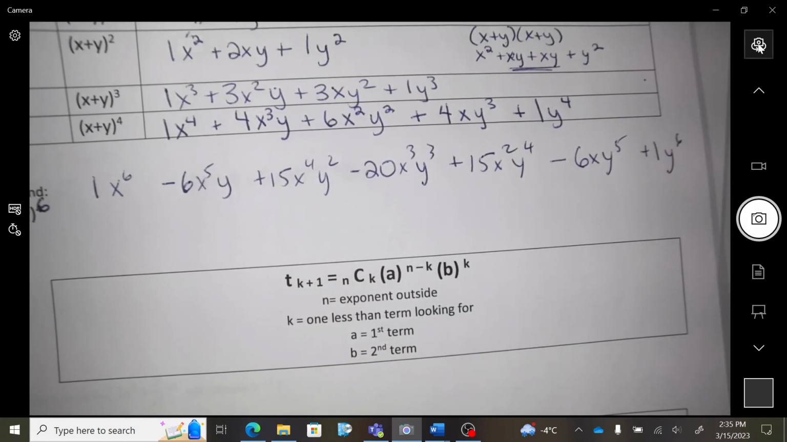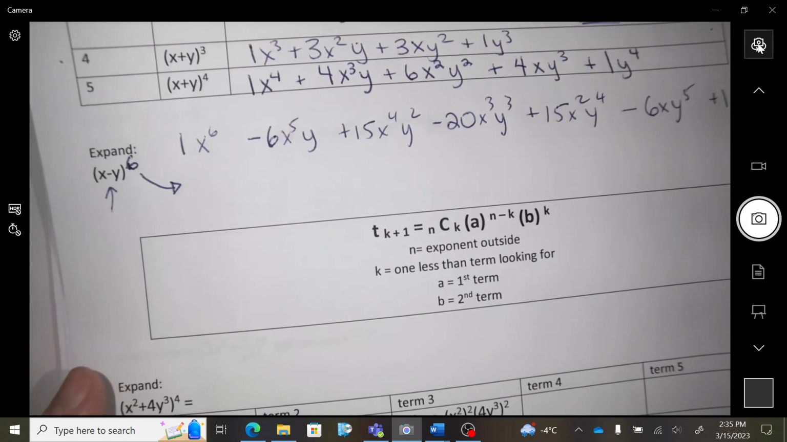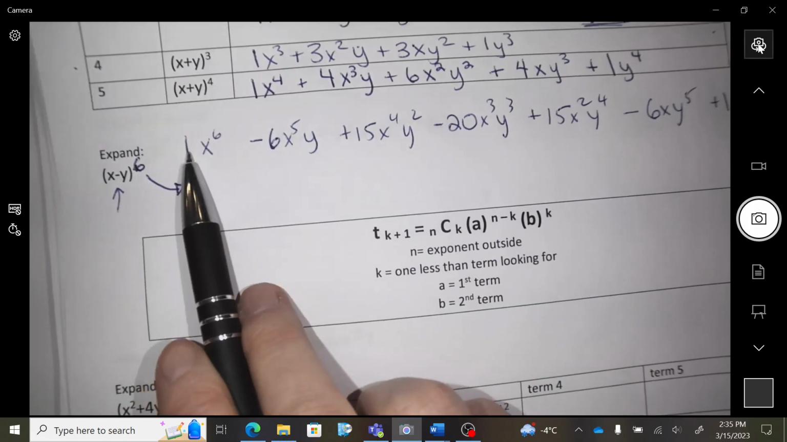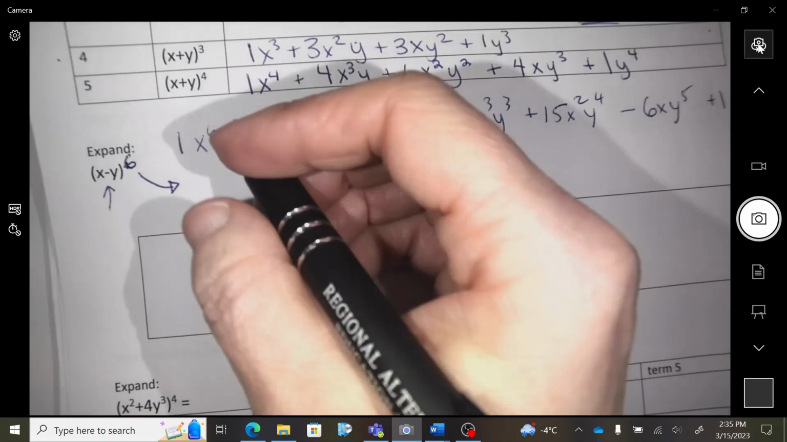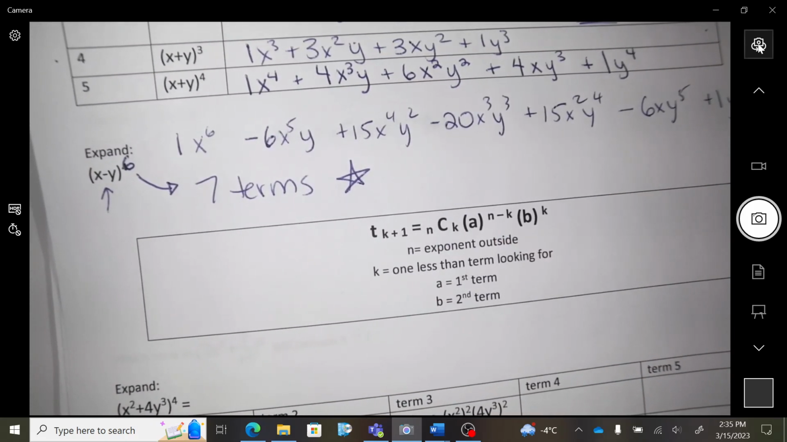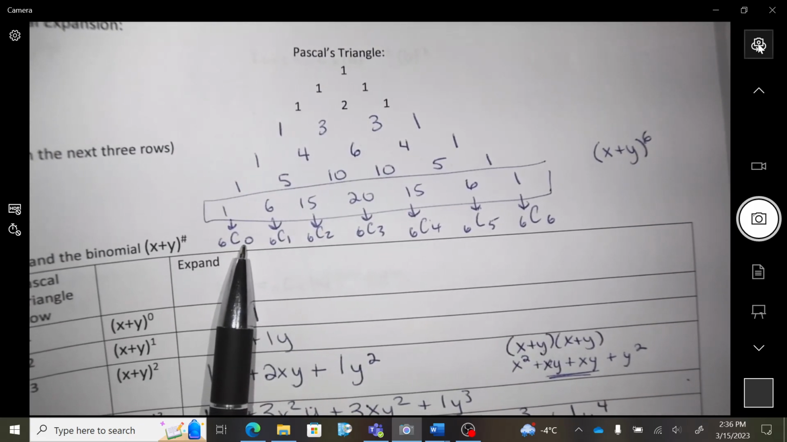Okay, here's another thing to note. If the exponent is 6, how many different terms did we actually end up with? Can you count? How many terms are there? 7. There's actually 7 terms. Big important thing to know. So you always end up with 1 extra term, and here's why. Because we start counting at 0. So here, when you start counting at 0, it messes up your counting.